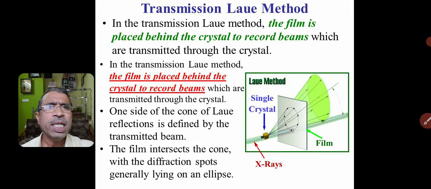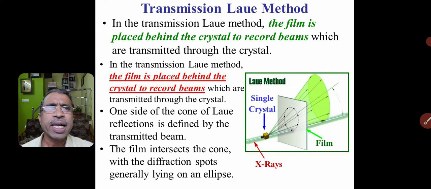So here the crystal is taken, and when X-rays are passed through it, it develops an elliptical shape, and based on this arrangement of atoms, we can find out the geometry of that crystal.